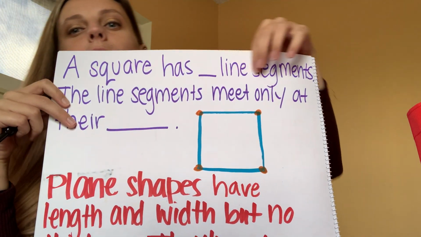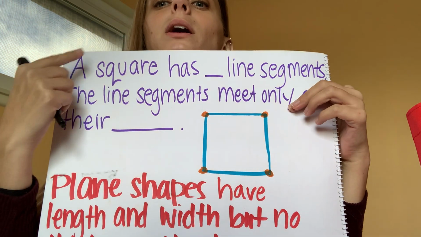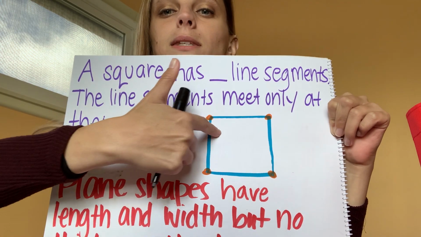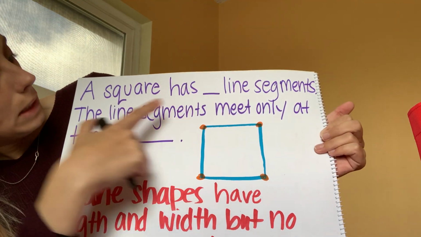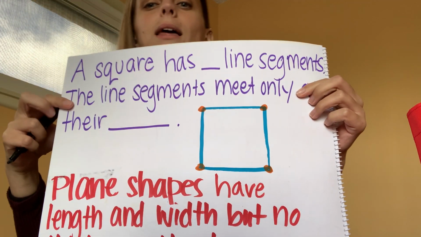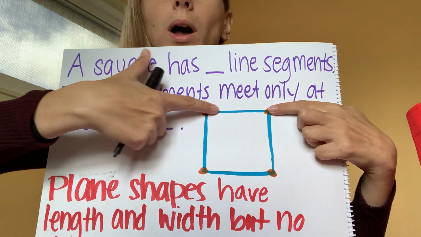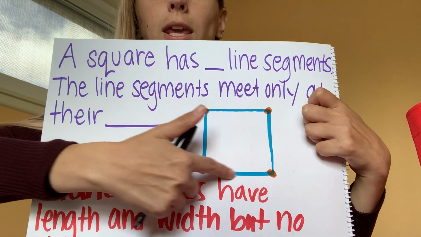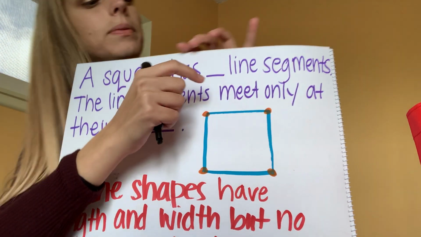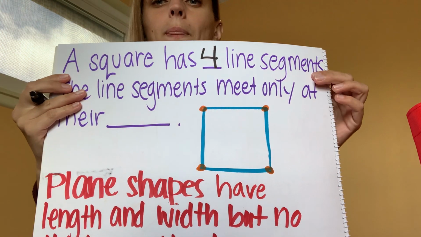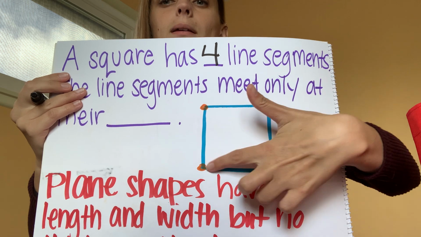So I've drawn a square. A square has blank line segments. The line segments meet only at their what? So let's look. How many line segments do we see here? I see 1, 2, 3, 4, right? So there are 4 line segments in a square, or those 4 sides, right?